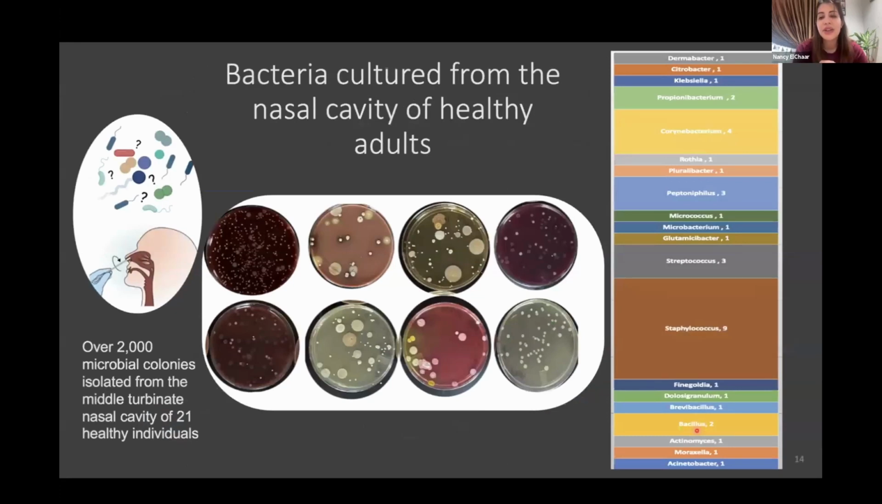So the microbiota varies between individuals. So we created this diverse strain collection. We collected samples from 21 healthy individuals. These were nasal swab samples from the mid-turbinate nasal cavity. And these samples were cultured on a whole bunch of different media types to capture the diversity of the respiratory tract. And what we see is that there is a large variation within our samples. We isolated over 2,000 strains representing 21 genera.